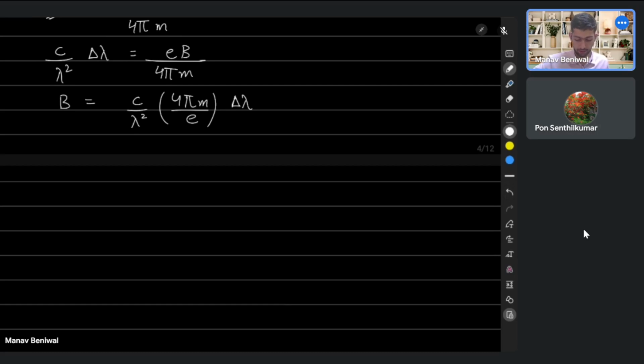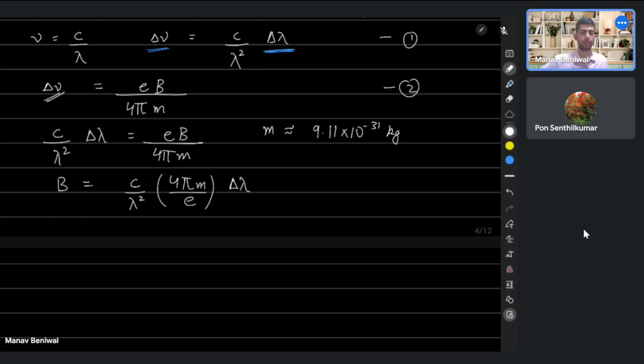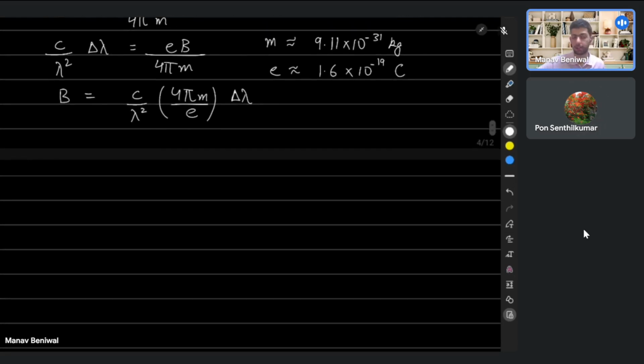Now we know everything, right? We know the wavelengths, we know the delta lambda. So this m is the mass of the electron, and its value is 9.11 times 10 to the power minus 31 kg. And then this e is the charge on the electron, 1.6 times 10 to the minus 19 coulombs. So we now just have to put in these values, and we already have the formula derived here.